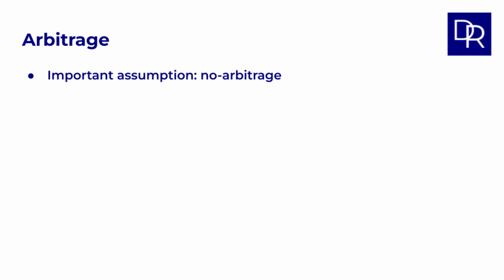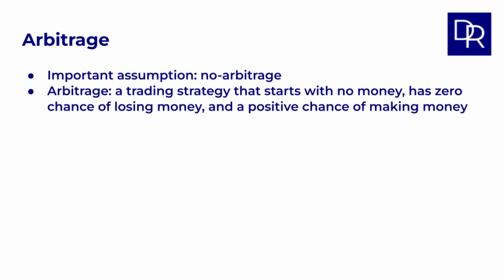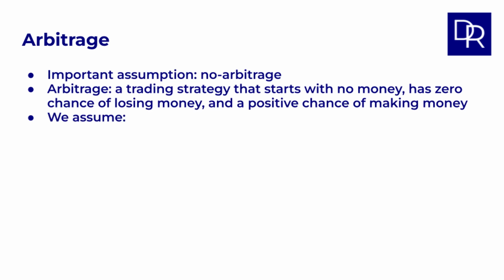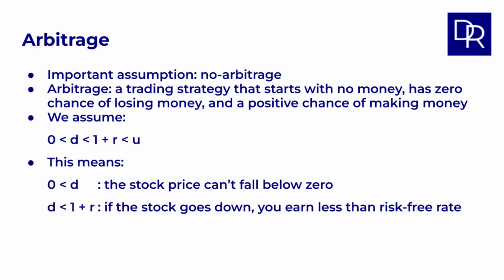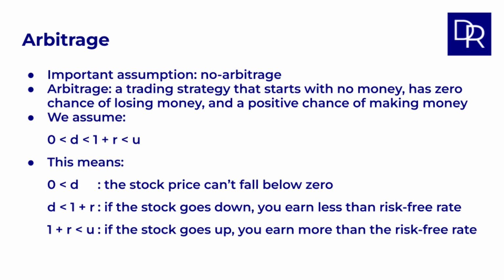Now, an important assumption in derivatives pricing in general, and also in this model, is that there is no arbitrage. We define arbitrage as a trading strategy that starts with no money, has zero chance of losing money, and a positive chance of making money. To rule out arbitrage in this model, we assume 0 is less than D is less than 1 plus R is less than U. D is greater than 0 means the stock price can't fall below 0. D is less than 1 plus R means if the stock goes down, you earn less than the risk-free rate, and 1 plus R is less than U means if the stock goes up, you earn more than the risk-free rate.